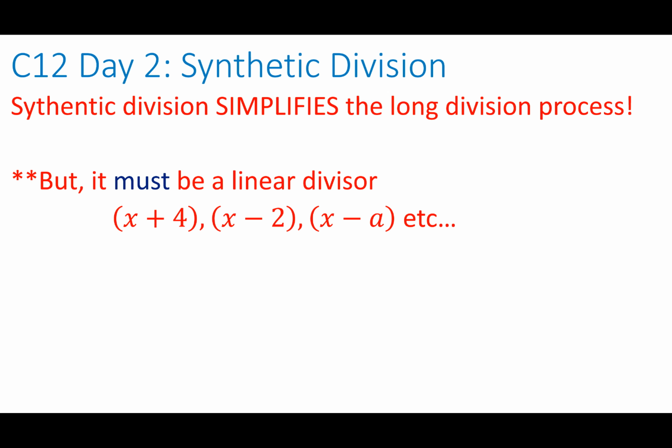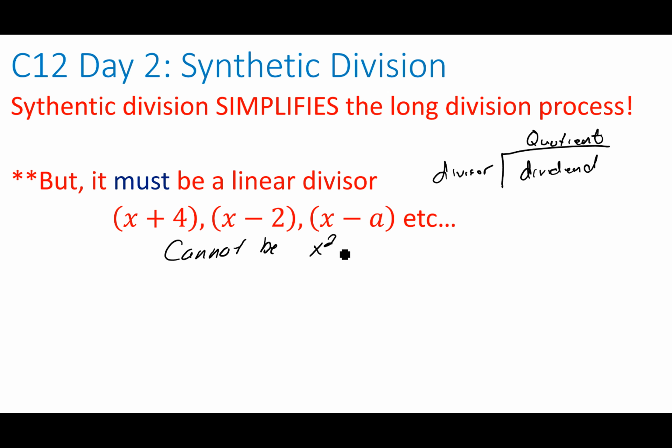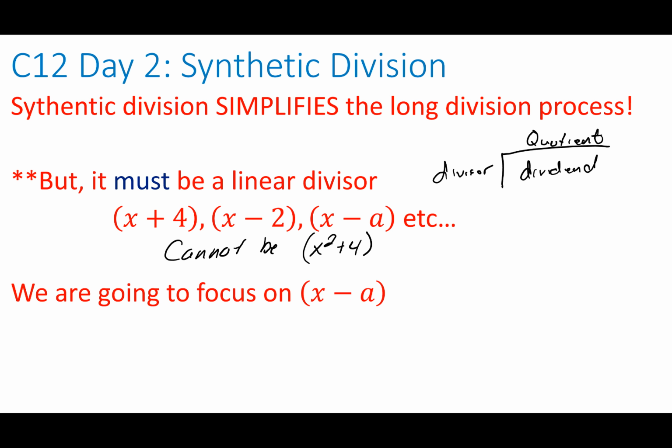Must have a linear divisor. Again, this is the divisor, this was the dividend, and this was the quotient. That piece on the outside must be linear, meaning x plus 4, x minus 2, x minus a, any of them in that form. It cannot be something like x squared plus 4. That is not linear, that's a quadratic. If we get a quadratic, x squared plus 4, we have to use regular polynomial long division, which we did yesterday. But if it is a linear factor, we can use this synthetic division. We're going to focus specifically on this x minus a form, where this a is going to be a number.